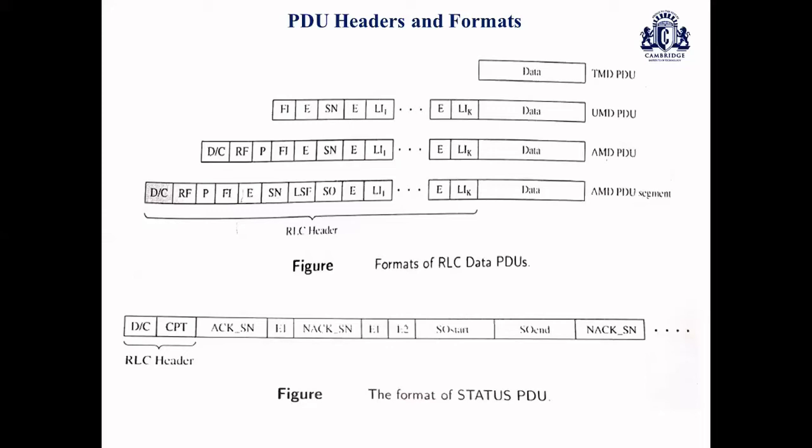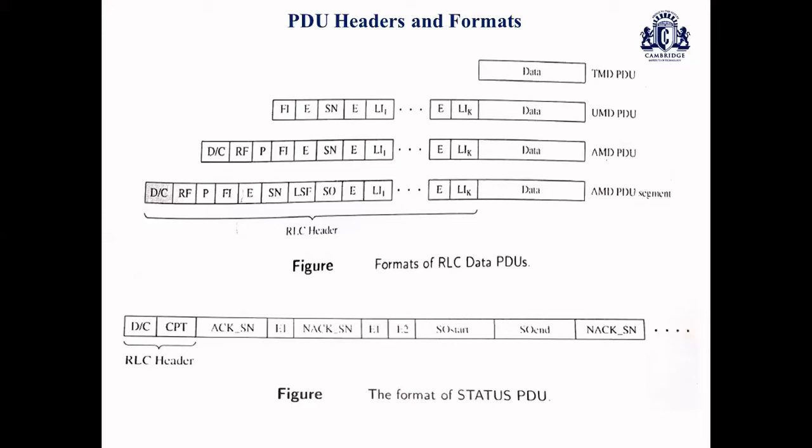And the status PDU is used by the receiving AM RLC entity to indicate the missing portions of AMD PDUs. The status PDU consists of a control PDU, which contains the CPT, the control PDU type, along with the acknowledgement SN field as well as the extension bit fields, the E1 field and the E2 field. The CPT field indicates the control PDU type, which means what type of RLC PDU we are going to employ.